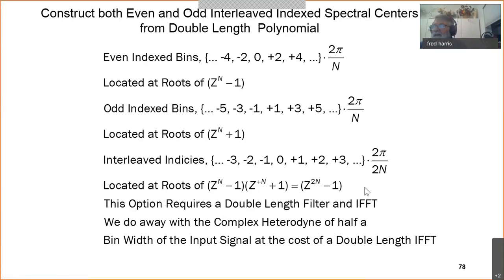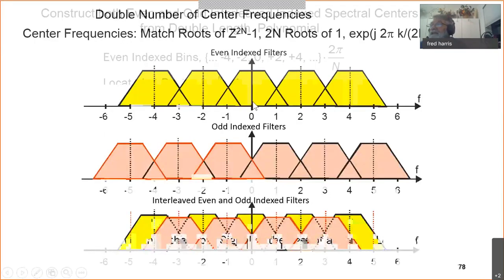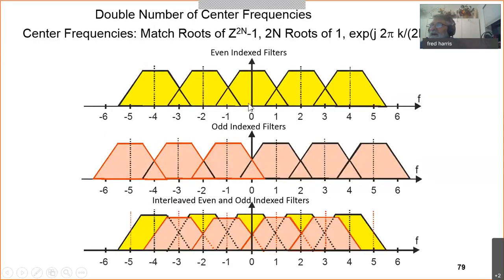So I can build a double length transform and then use every other bin for the even set or every other bin for the odd set. And the same transform will do both at the same time. So here are the 0, 1, 2, 3, 4. And if I only use the even bins, here I get one set. If I only use the odd bins, I get the other set.